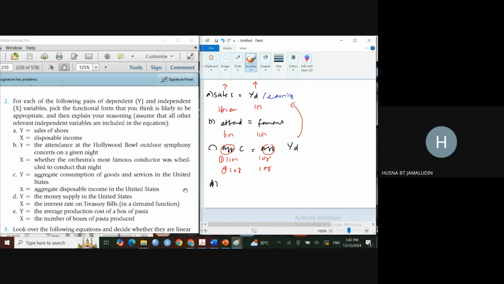Okay, so D, the money supply. When you talk about money supply, this is log. Money supply equals to interest rate.